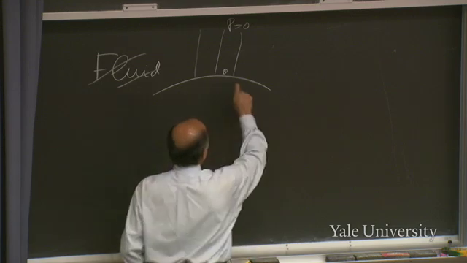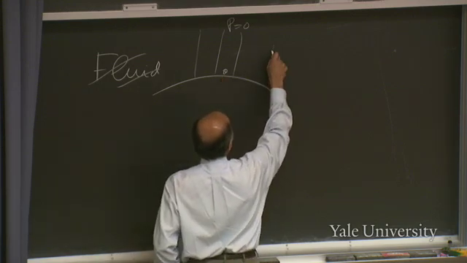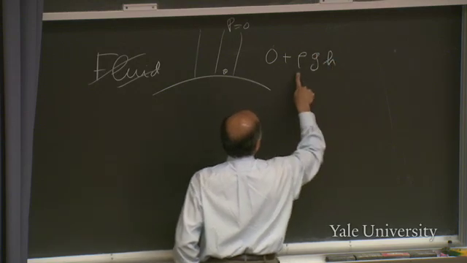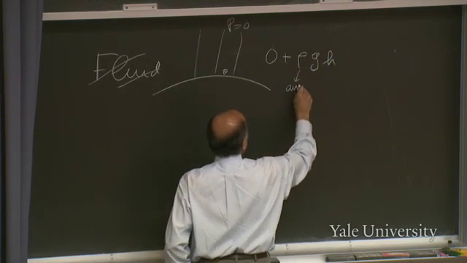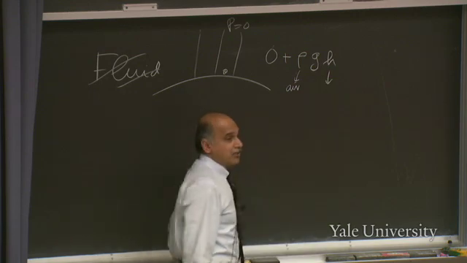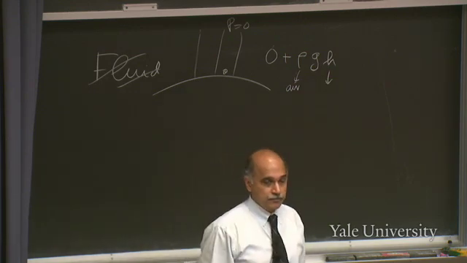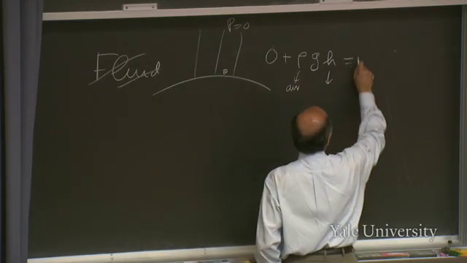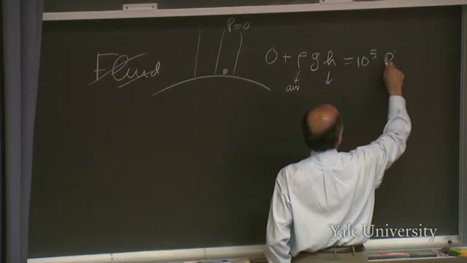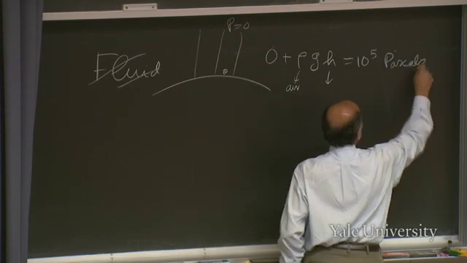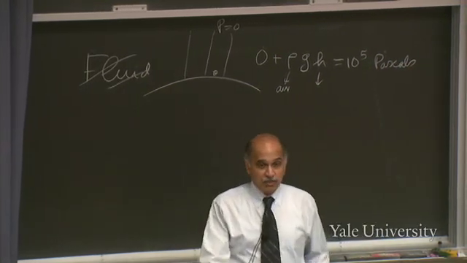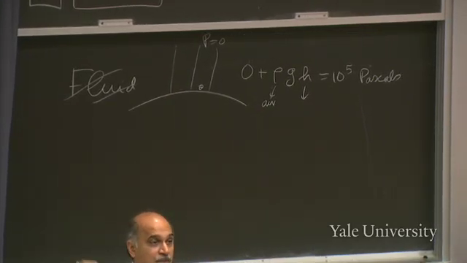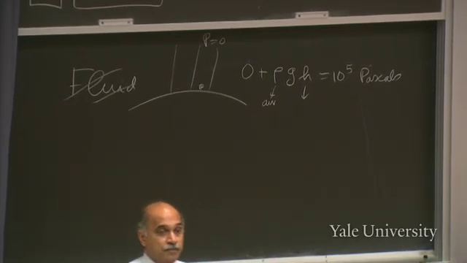Atmospheric pressure at the bottom of the earth is equal to 0 plus rho gh, where rho is the density of air, g is g, and h is the height of the atmosphere. And that happens to be 10 to the 5 pascals. So we are living in the bottom of a pool where the pressure is 10 to the 5 pascals relative to empty space, interstellar space.